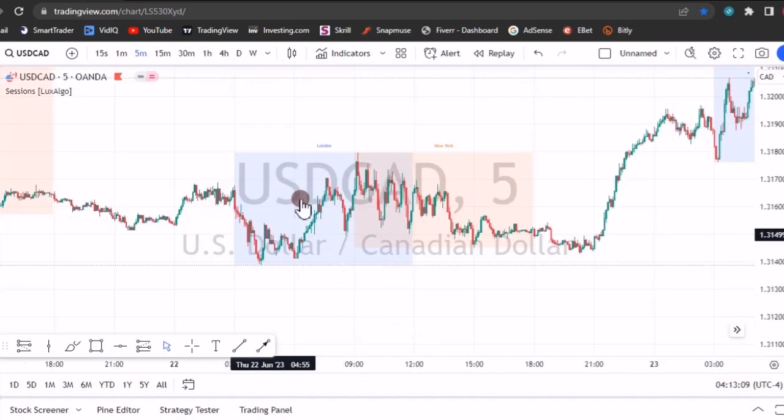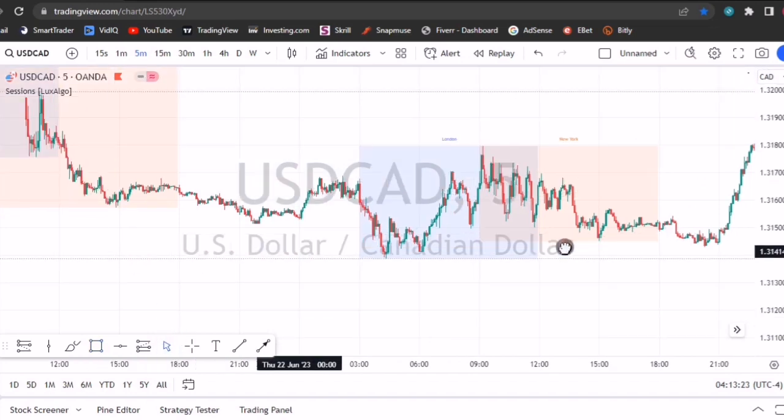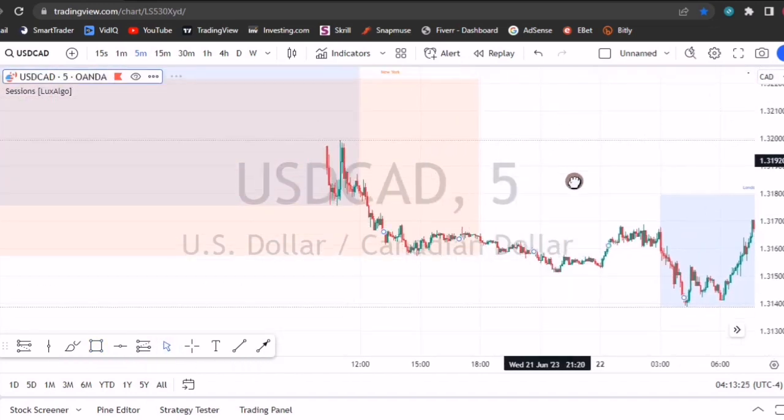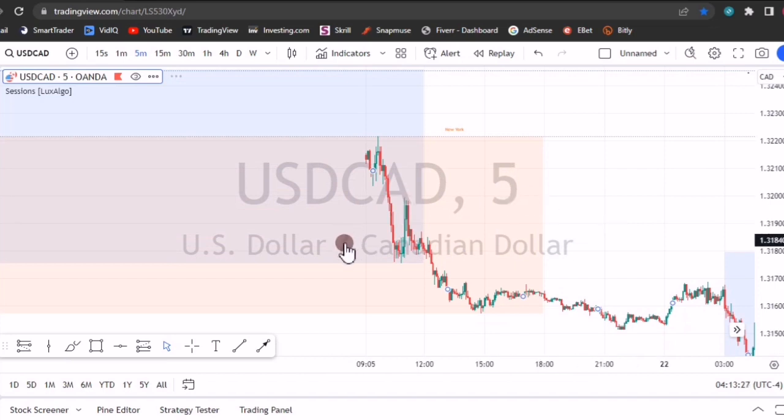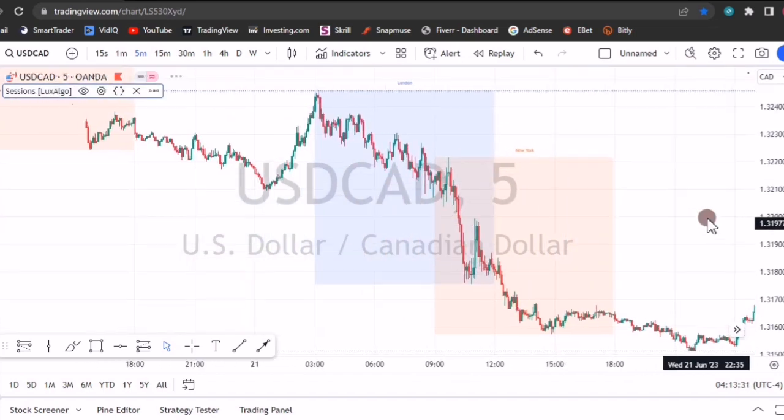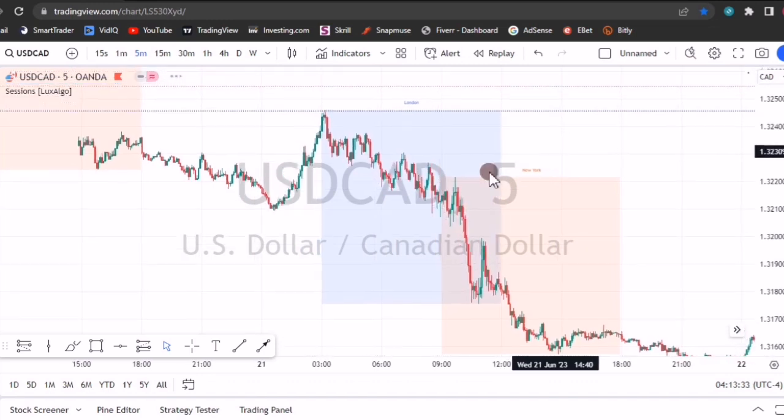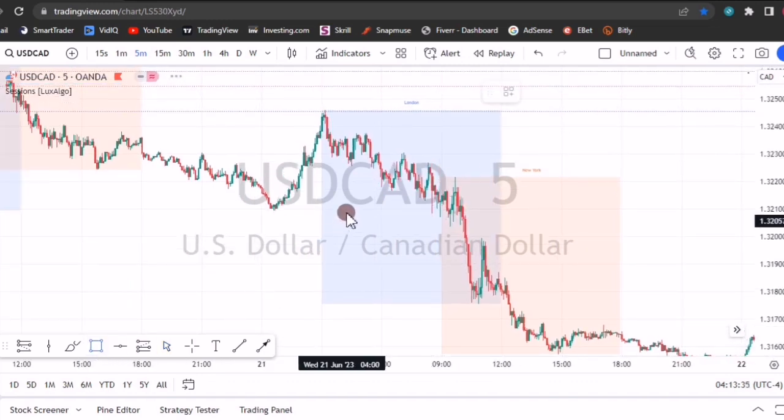Right here again you can see that it's not clear from London, giving you an idea that you might have a hard time on New York. So it wasn't a clear trend. It would be best to skip this. It's not every day that you find entries. That's why you need knowledge on how to trade all the pairs and on every one of the sessions.